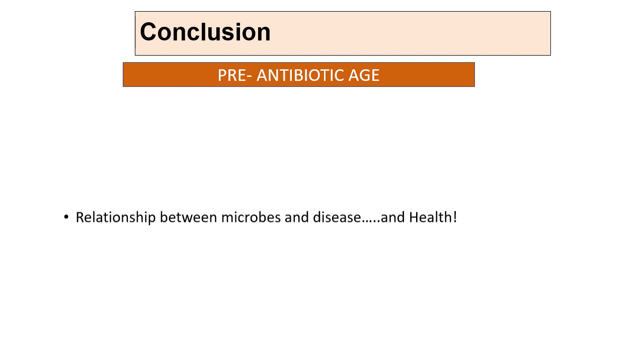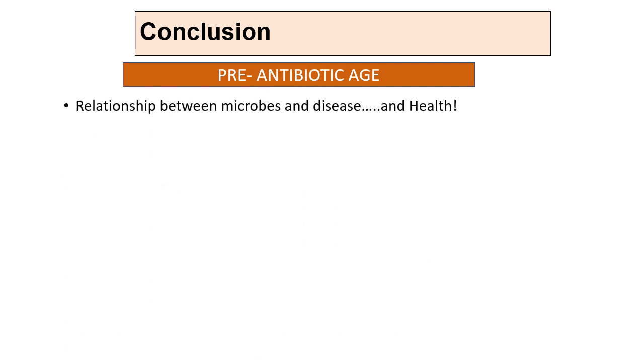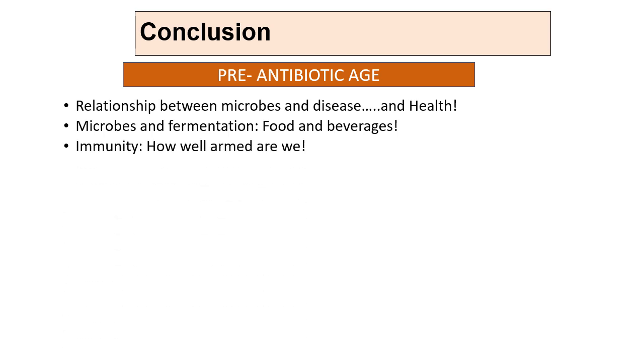So to conclude, in the pre-antibiotic era, we understood the relationship between microbes and disease and also health. We understood that there are certain things which make us healthy. So our ancestors have been having yogurt and they were aware that this is something which gives us health. People understood the scientific basis of microbes and fermentation and how they're used in food and beverages. People understood immunity as well in the pre-antibiotic era and understood that we have some innate immunity which protects us.